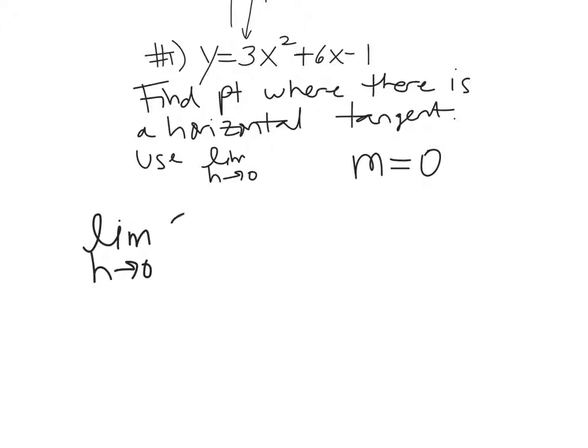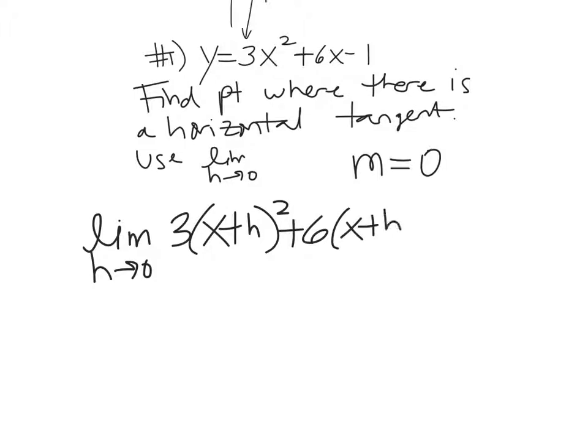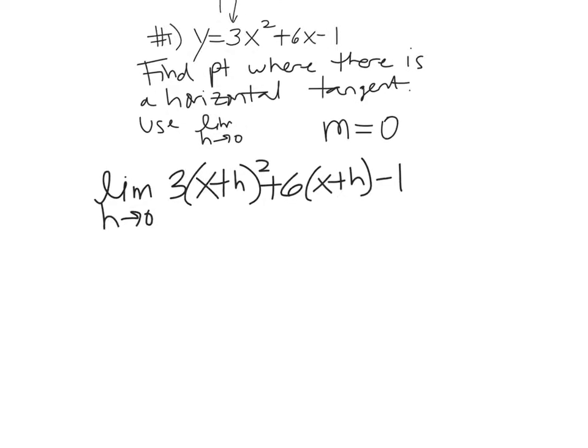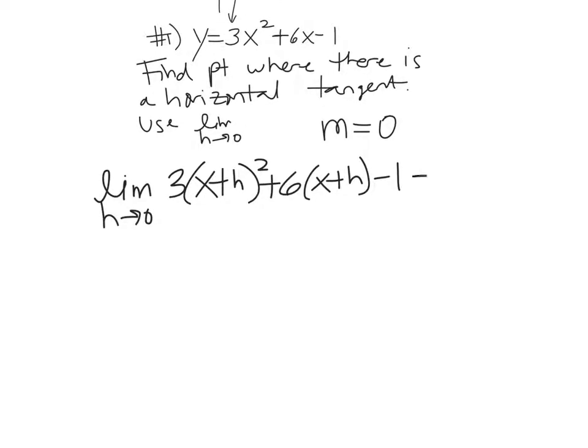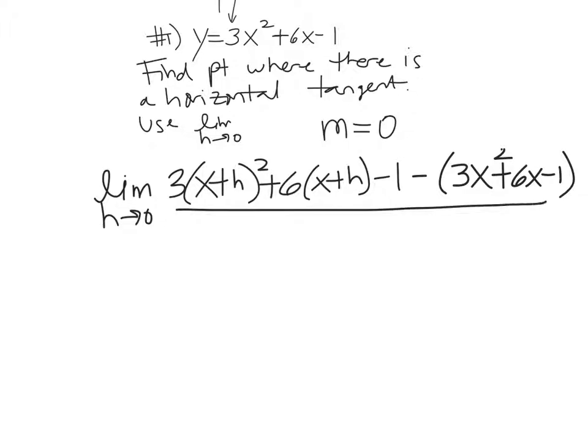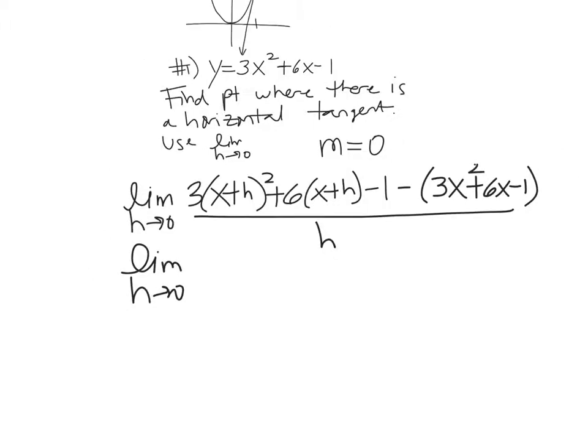So we're going to go 3 times x plus h squared plus 6 times x plus h minus 1. I hope you're getting pretty good at these. Minus f of x, which is 3x squared plus 6x minus 1, all over h. So what we're doing right now is we're finding a formula for the slope at any point, okay? So the limit as h goes to 0. Here we go. We got to do a whole bunch of algebra here.